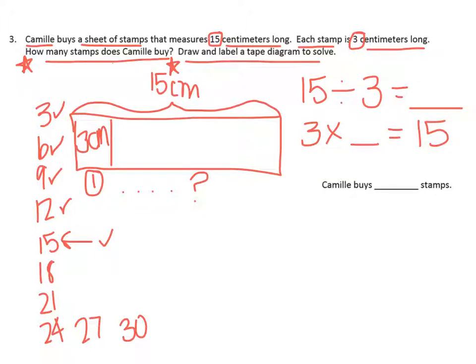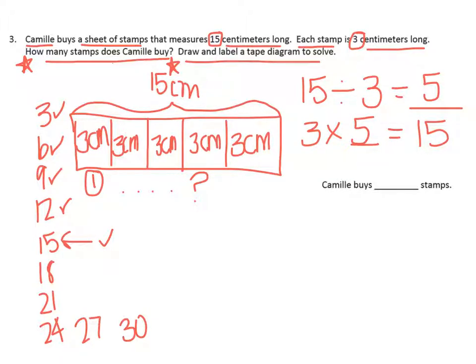So that means 3 times 5 equals 15, which also means that 15 divided by 3 is going to give me 5. Back to our word problem. That means that she had 5 stamps on her sheet that measured 3 centimeters long. So Camille buys 5 stamps.